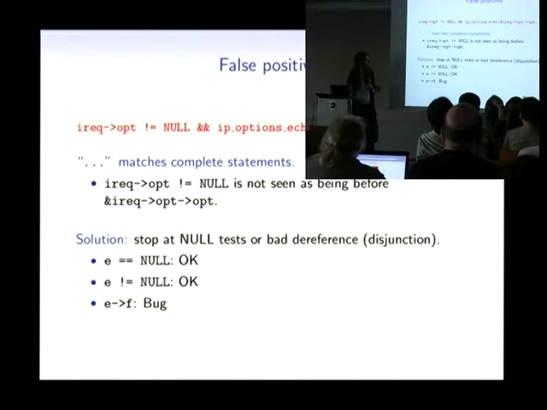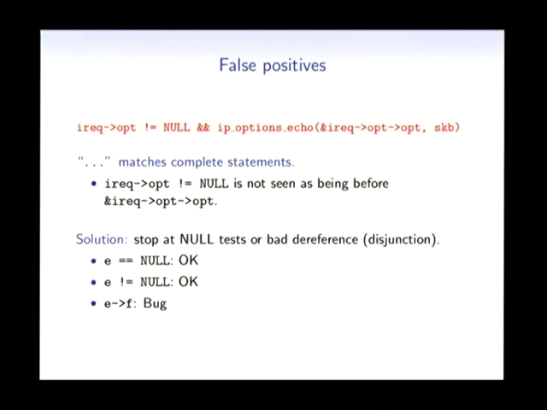We can take another strategy, which is to start at our K-malloc and look forwards. And when you look forwards, there are three possibilities. You might come to an E equals null. If you come to E equals null, then everything's fine, you're done. If you come to E is not equal to null, everything's fine, you're done. That is, we don't want to report any match, the code is perfectly okay. And when you look forward and find a dereference of E, then there's a problem, and we want to report that one as a match.